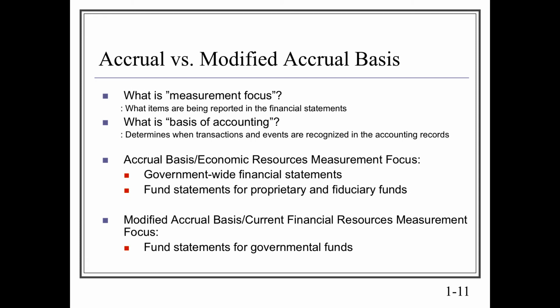State and local governments prepare their financial reports using two general accounting methods. One method assumes an economic resources measurement focus and the accrual basis of accounting, and the other method assumes a flow of current financial resources measurement focus and modified accrual basis of accounting. Measurement focus refers to what items are being reported in the financial statements. Basis of accounting determines when transactions and events are recognized in the accounting records.